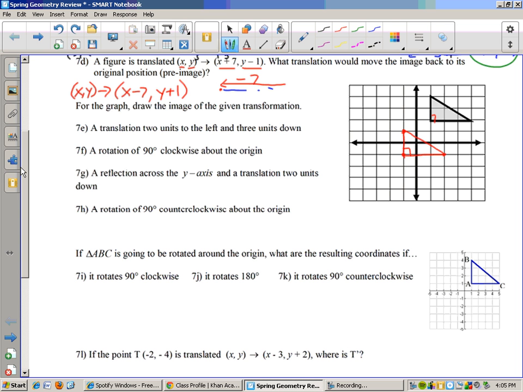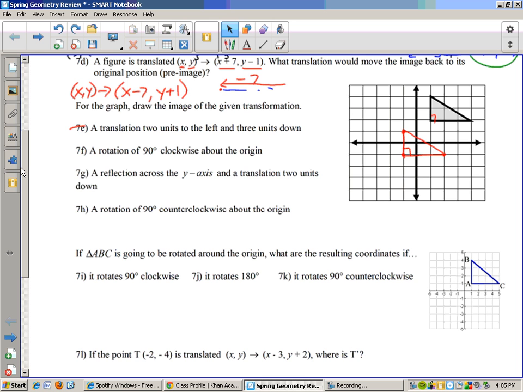The second one, so 7e is done. 7f, a rotation of 90 degrees clockwise about the origin. Now you might ask, what are they rotating? Are they rotating the original black triangle, or are they rotating the second red triangle? Since they did not imply that this was compound, I am going to say that these are not compound and that we are going to do each of these transformations from the original shape in black.